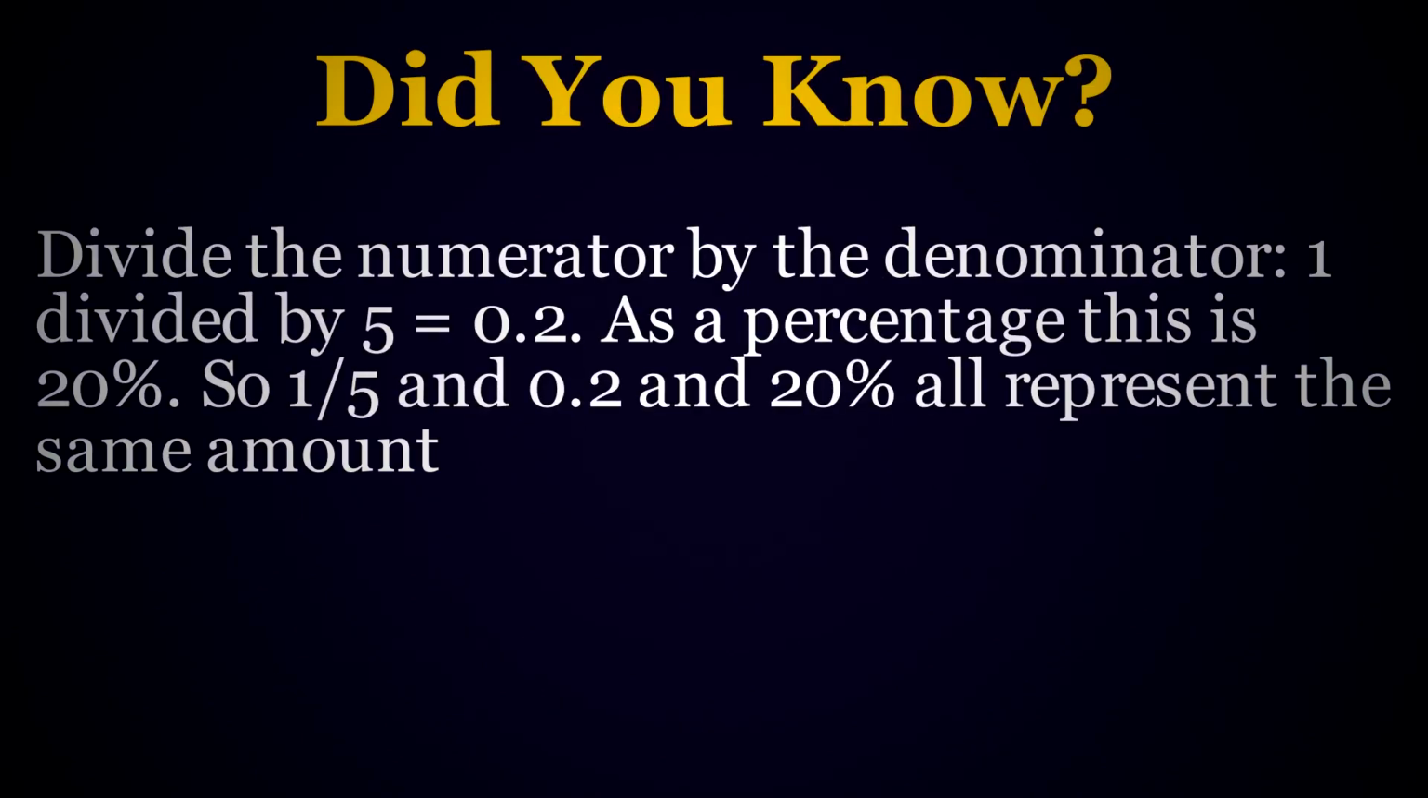Here's an interesting fact. Divide the numerator by the denominator. 1 divided by 5 equals 0.2. As a percentage, this is 20%. So 1/5 and 0.2 and 20% all represent the same amount.